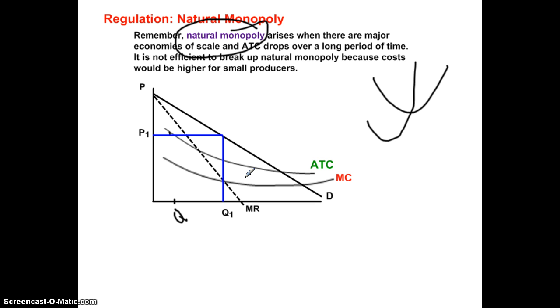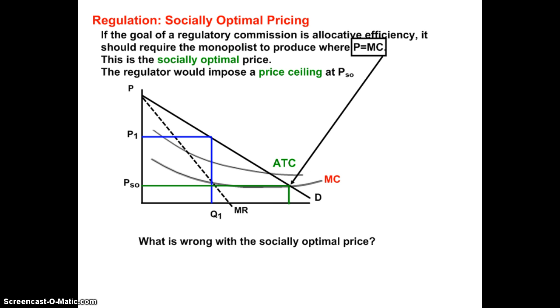So we want to keep the natural monopoly, but we want to figure out a way to prevent them from ripping off the consumers. There are two ways to do this. One is what's called socially optimal pricing. This was the original idea of regulation: the Regulatory Commission wants allocative efficiency, so we will require the monopolist to produce where the price equals marginal cost, which is right here. This also gets called marginal cost pricing.